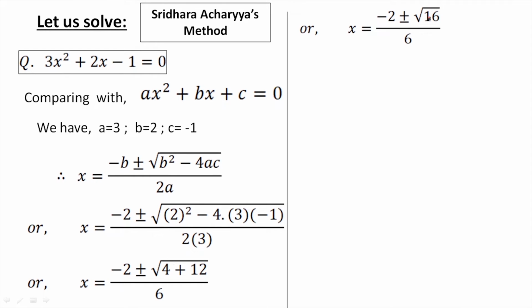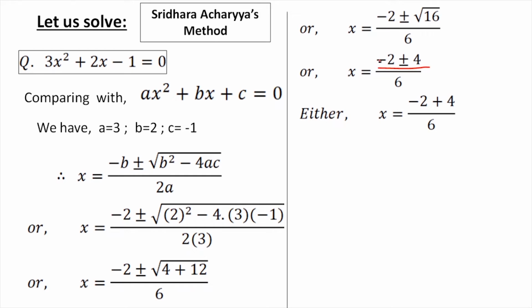Now we will find the under root of 16. So what is the under root of 16? It is 4. Now there is minus 2 plus minus 4. We cannot add and subtract at the same time, so we will use either or. Either minus 2 using plus sign, plus 4 by 6. First I'm using the plus sign. So minus 2 plus 4 will give us 2 by 6, right?